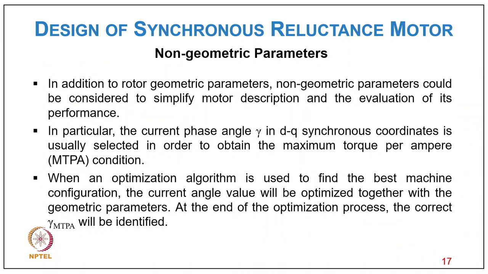Now coming to non-geometric parameters in the design of the synchronous rotor. In addition to rotor geometric parameters, non-geometric parameters could be considered to simplify motor description and evaluation of its performance. In particular, the current phase angle gamma in synchronous coordinates is usually selected in order to obtain the maximum torque per ampere, MTPA, condition. When an optimization algorithm is used to find the best machine configuration, the current angle value will be optimized together with the geometric parameters. At the end of the optimization process, the correct lambda q will be identified.